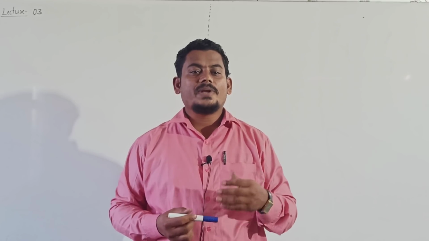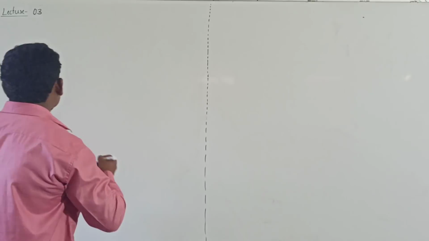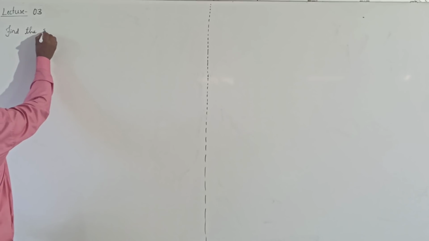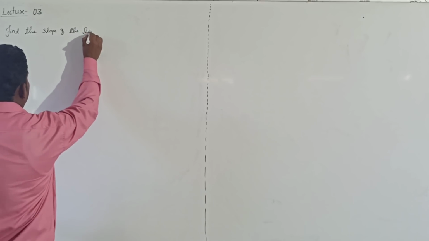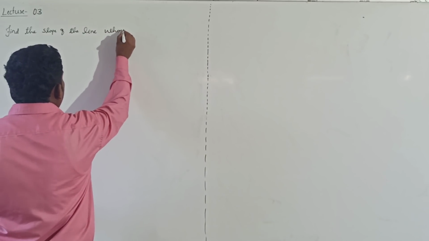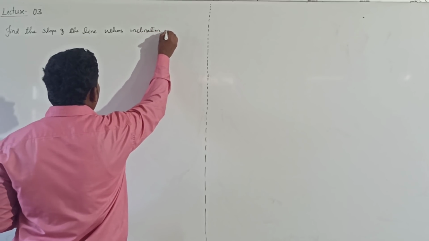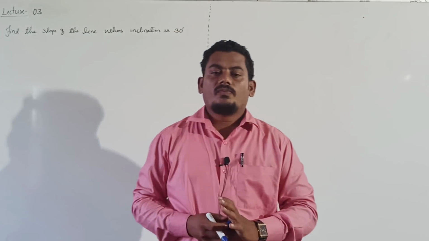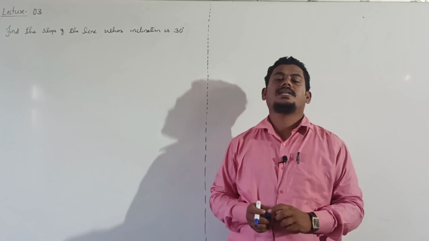In this session, we will discuss problems on straight lines, right? In the first problem, find the slope of the line whose inclination is 30 degree. Find the slope of the line whose inclination is 30 degree.